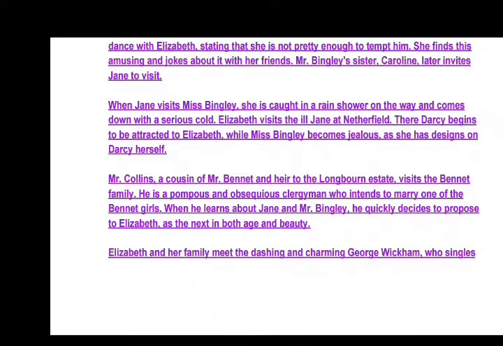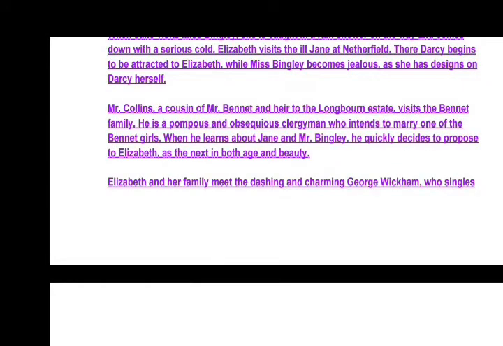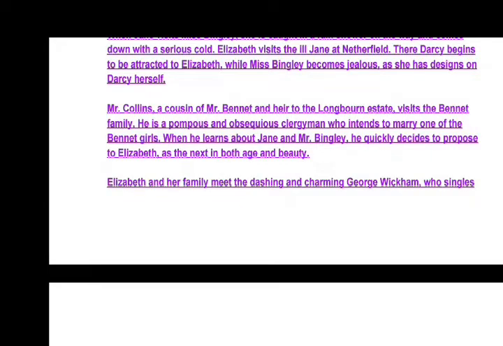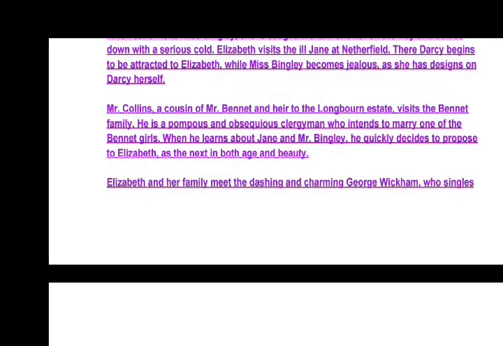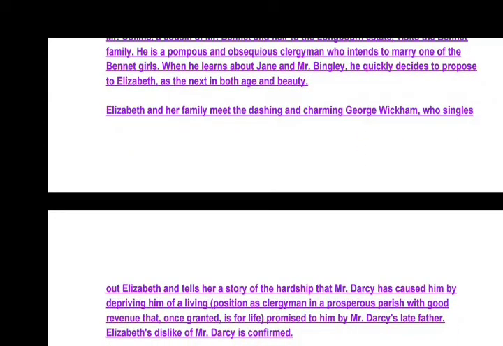There Darcy begins to be attracted to Elizabeth, while Miss Bingley becomes jealous, as she has designs on Darcy herself. Mr. Collins, a cousin of Mr. Bennet and heir to the Longbourn estate, visits the Bennet family. He is a pompous and obsequious clergyman who intends to marry one of the Bennet girls. When he learns about Jane and Mr. Bingley, he quickly decides to propose to Elizabeth as the next in both age and beauty.